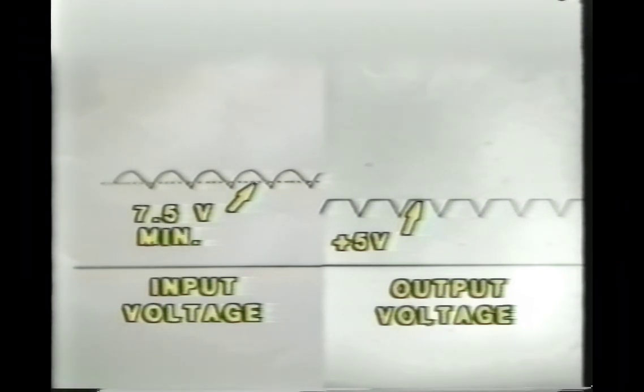This allows the input voltage to the regulator, which is shown here by the graph on the left, to drop below the 7.5 volt minimum required to maintain our 5 volt output. When the input voltage drops below the 7.5 volt minimum, the output voltage of the regulator drops as well. And we can see by the graph on the right that the voltage has dropped below the 5 volt minimum required by the computer.